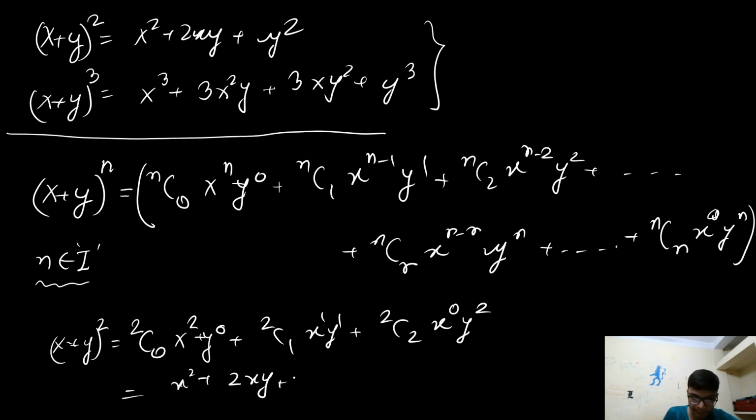All right, so with this we can write this expansion as x square plus 2 times x into y plus y square. So I hope this particular definition fits perfectly into this formula. Now this particular definition works very well when the index is an integer.